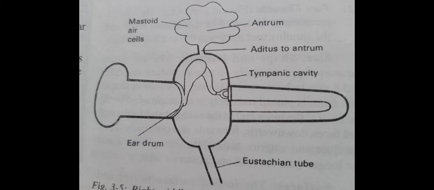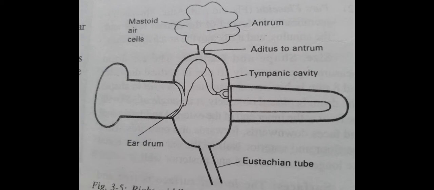The tube remains closed at rest. In resting condition it is closed, but the muscles of the soft palate and nasopharyngeal sphincter open it during yawning and swallowing. So this eustachian tube opens while yawning and swallowing. The nasopharyngeal opening of the eustachian tube is behind the posterior end of the inferior turbinate.